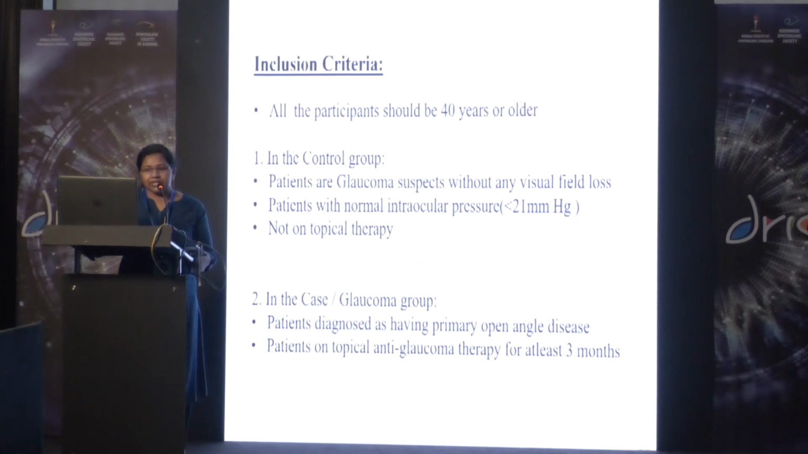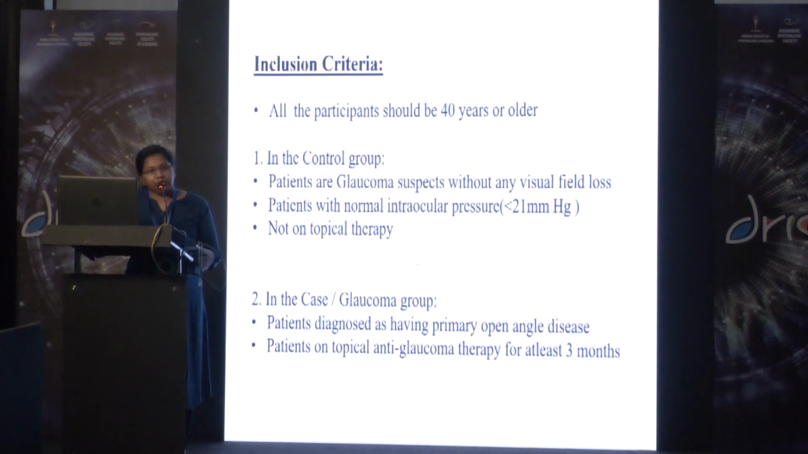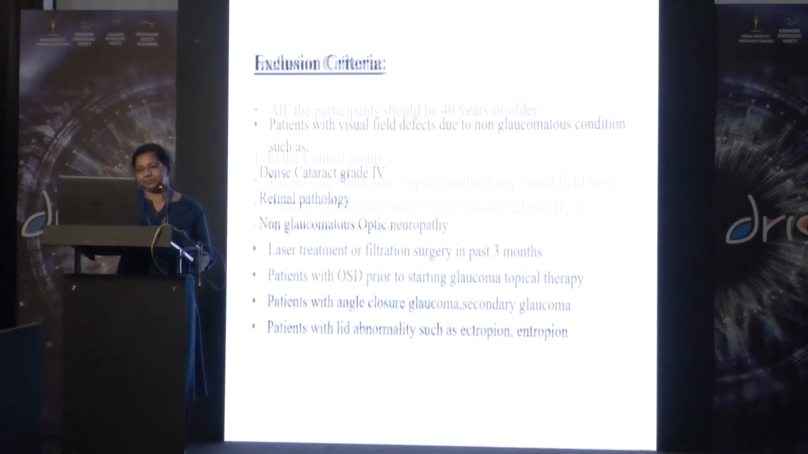The inclusion criteria was all participants were 40 years or older, and in the control group, patients are glaucoma suspect without any visual field loss. They had a normal intraocular pressure and they were not on topical therapy. In the case group, they were diagnosed as having primary open-angle glaucoma, and they were on topical anti-glaucoma therapy for at least a period of 3 months.